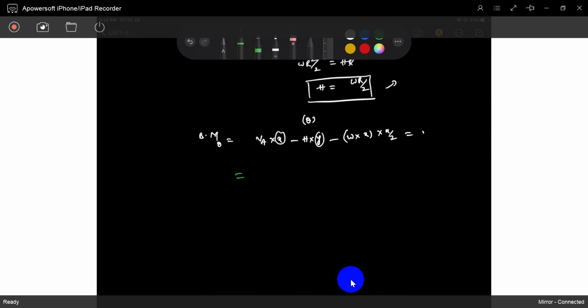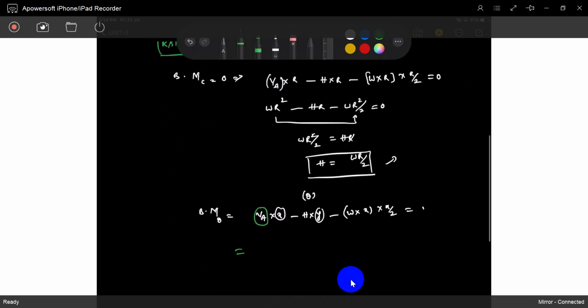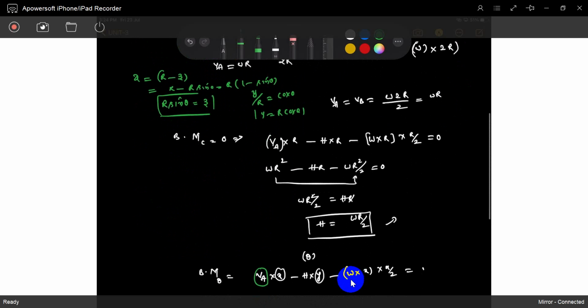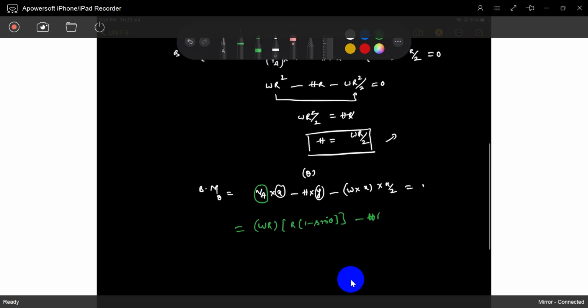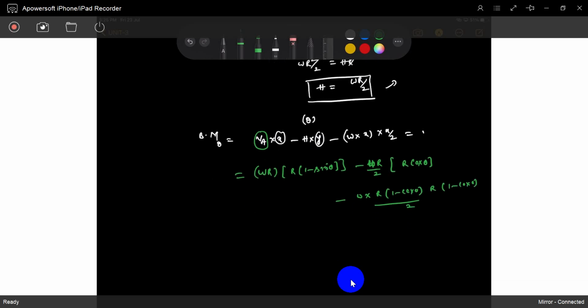So the bending moment at that location is what? We already know VA is wR. X is r times 1 minus sin theta. H is wR by 2. Y is r cos theta. The load w acts at x by 2, where x is r times 1 minus sin theta, divided by 2. That is the bending moment at that location.